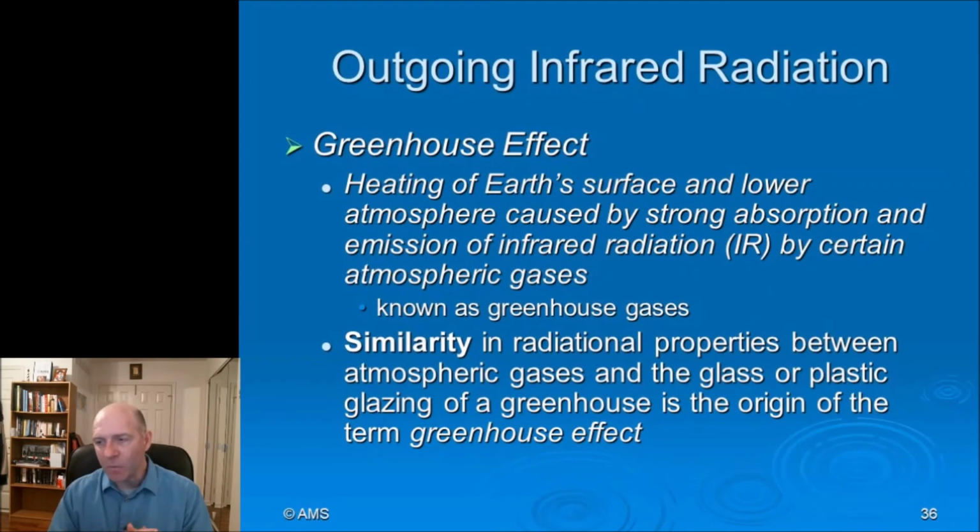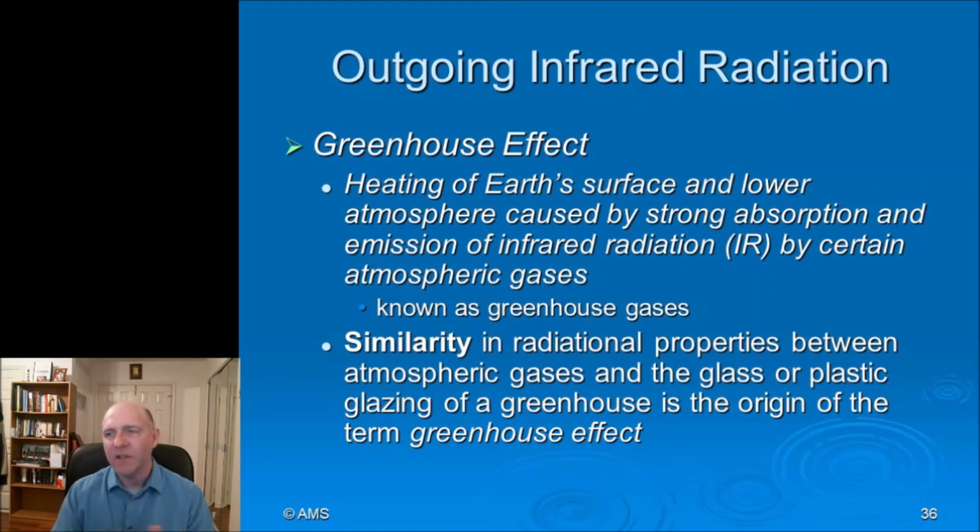Now, back to what those specific gases are doing, what we call the greenhouse effect. The heating of the Earth's surface and lower atmosphere caused by strong absorption and emission of infrared radiation by certain gases. In other words, certain gases in the atmosphere, in very, very small amounts, are known as greenhouse gases because they're very active in what we think of as the heat part of the electromagnetic spectrum, the infrared part of the spectrum. This is similar to what happens in a greenhouse. Not exactly the same thing, but there's a similarity.